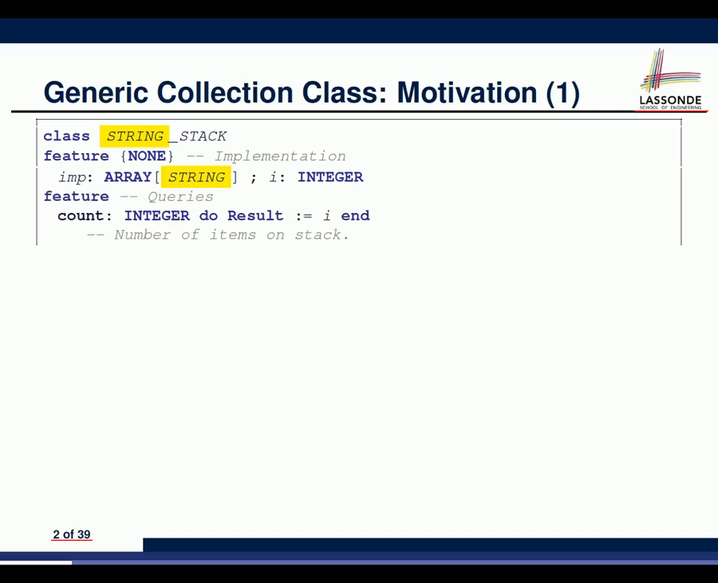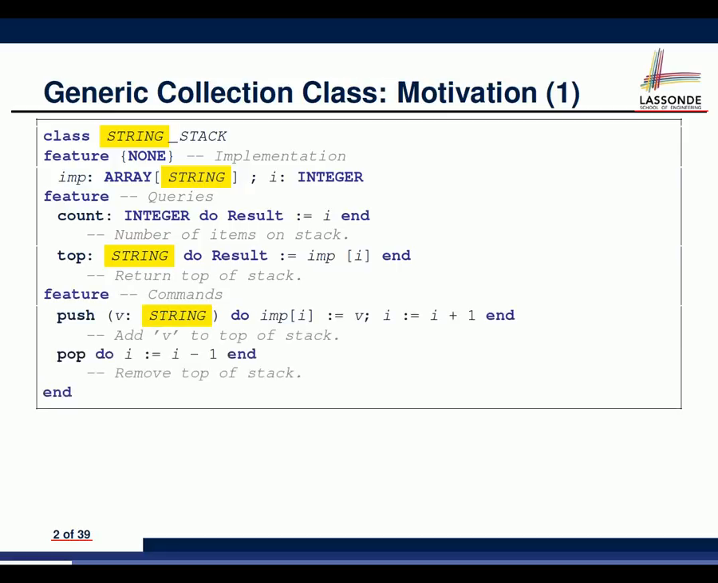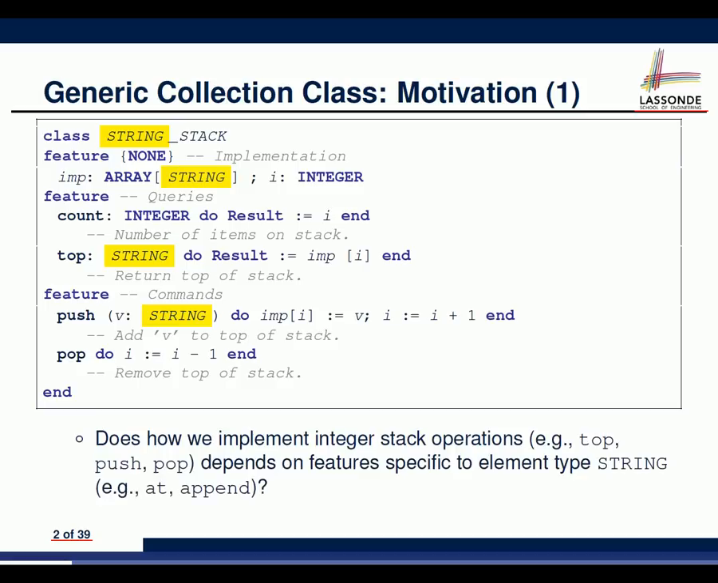And then we got count over here, which is a query, and then also we got top, also we got push, and we got pop. The implementation here is very trivial. You knew how to do it from the previous course, so I don't need to bother you with that. So now let's think about the following issue. Number 1, the way we implement the top and let's say the push and pop, does it really depend on what type of elements we're storing in the stack? Does it really depend on that?